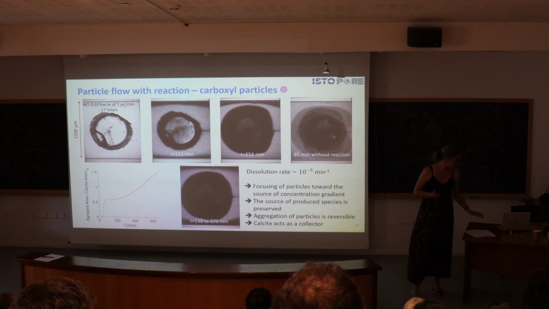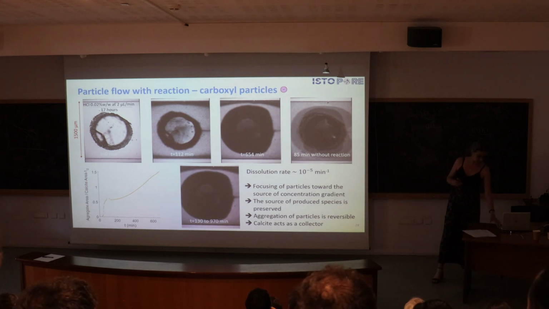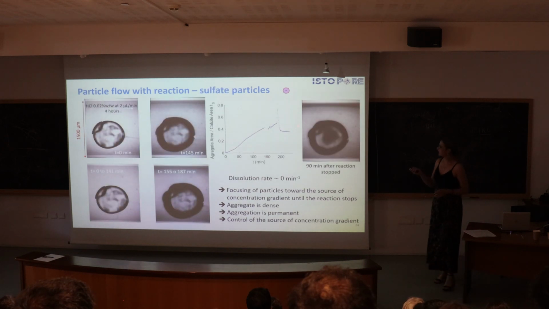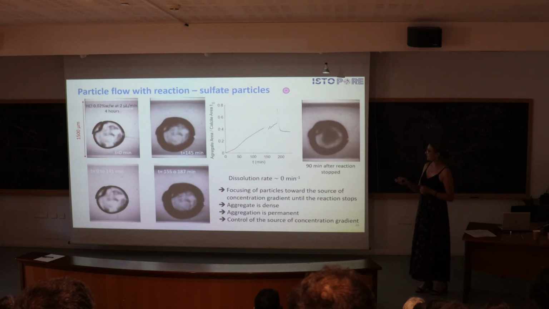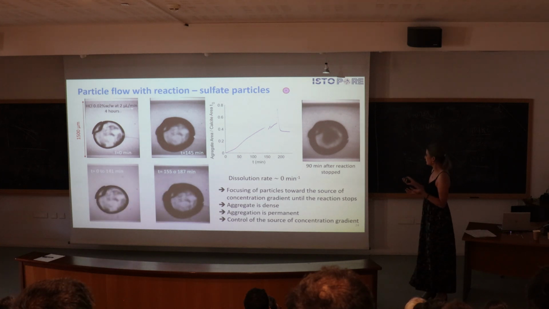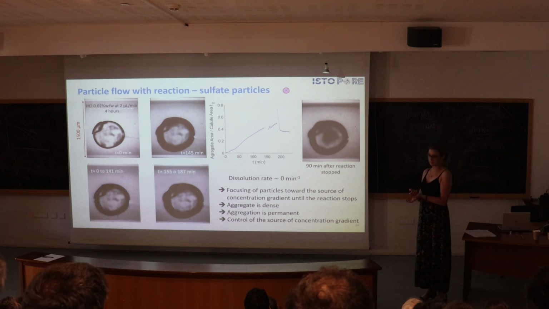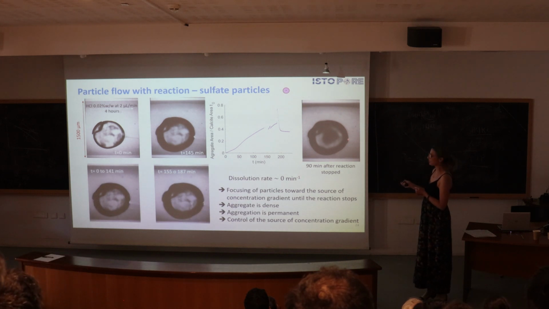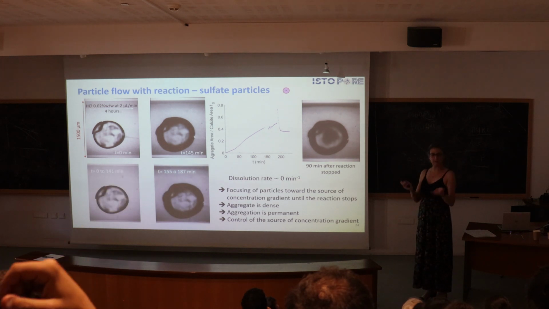And we have another case where we use sulfate coated particles. It's the same: with time, particles will aggregate to the calcite, but in this case, they form a much denser aggregate. And we think that there is some kind of precipitation, so they form a kind of precipitate. And now this layer is permanent. Even if we stop the reaction, the aggregate will stay there.